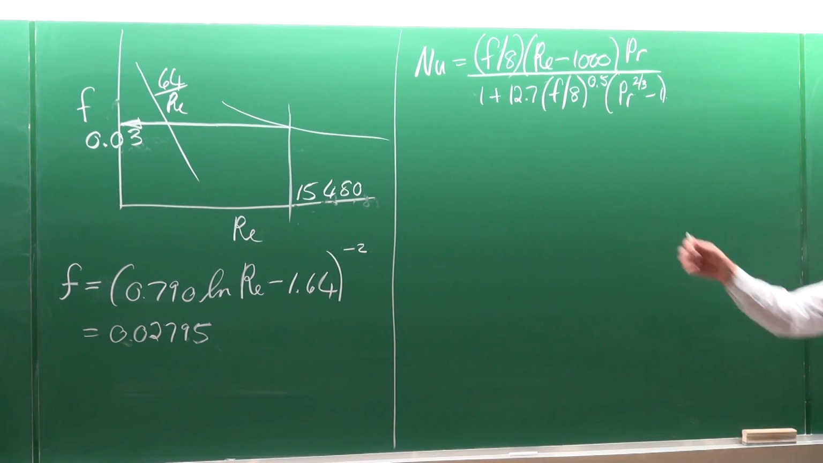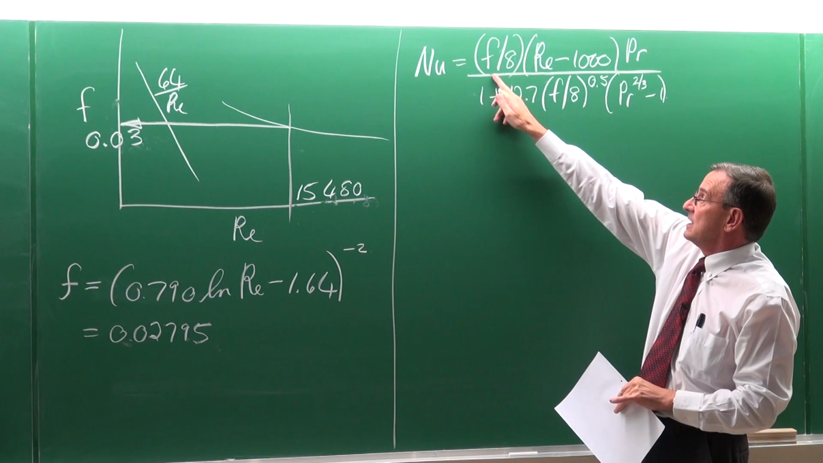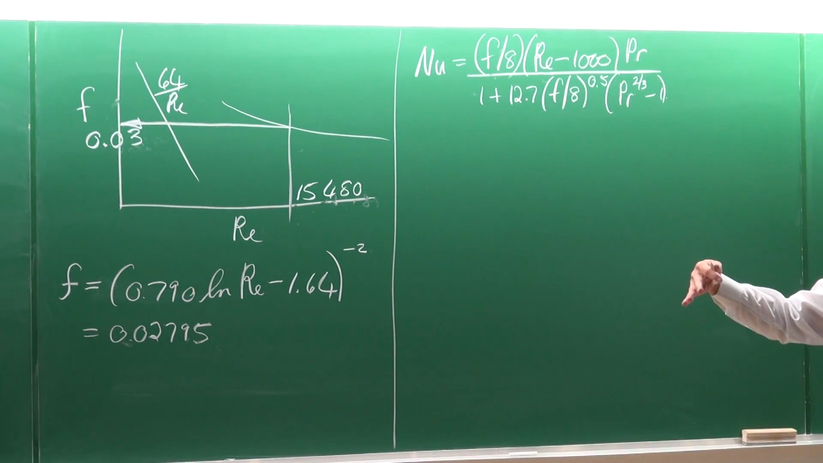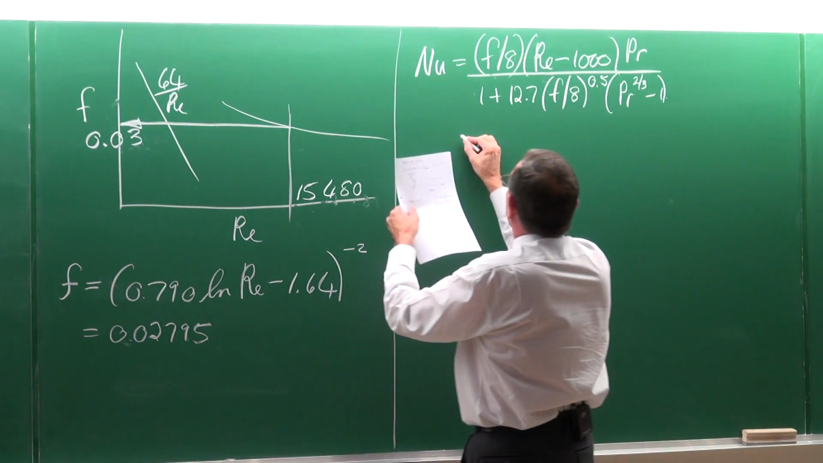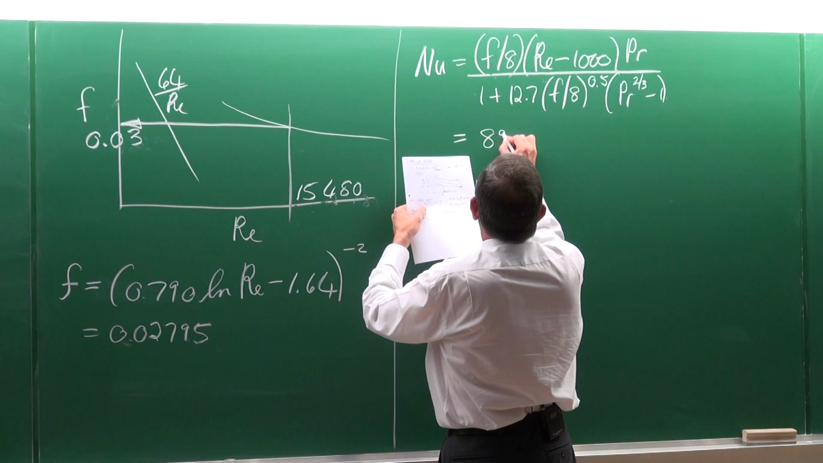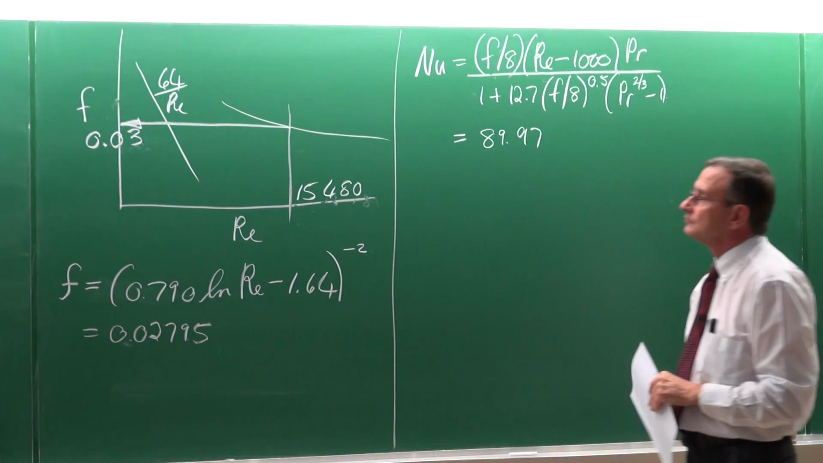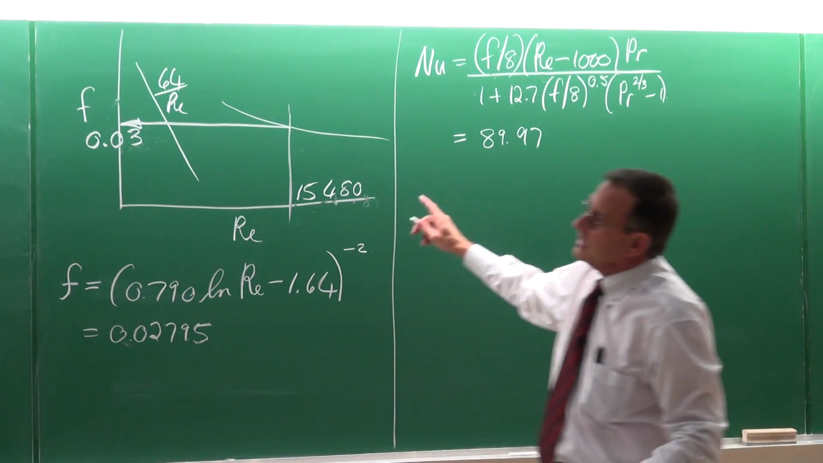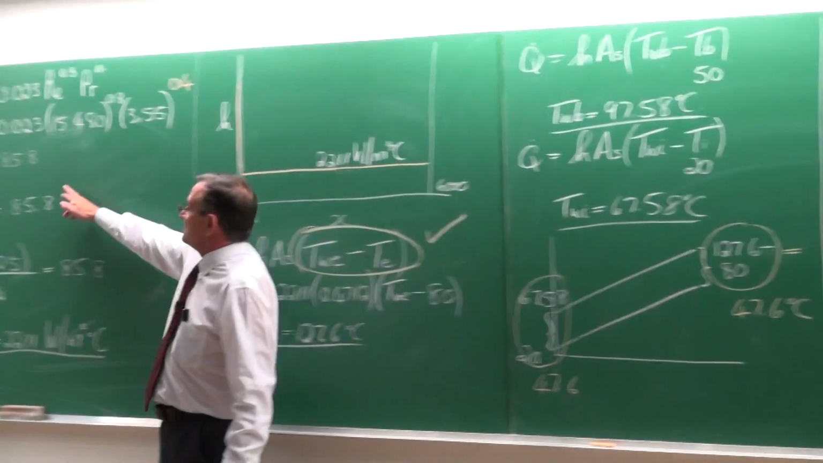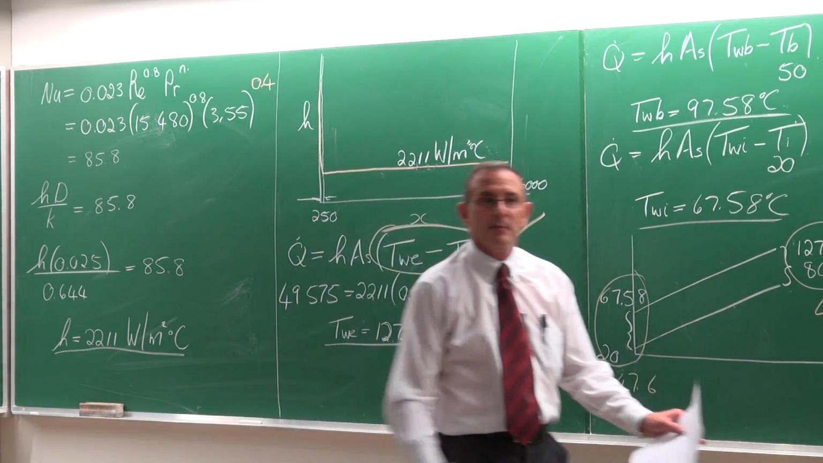I'm not going to put in all the values for you because we've got the friction factor, there it is, the Reynolds number and the Prandtl number. You just need to do the substitution, and if you do that, you're going to calculate the Nusselt number as 89.97. If we compare it to the previous Dittus-Boelter equation, you'll see that the error is about 6%.